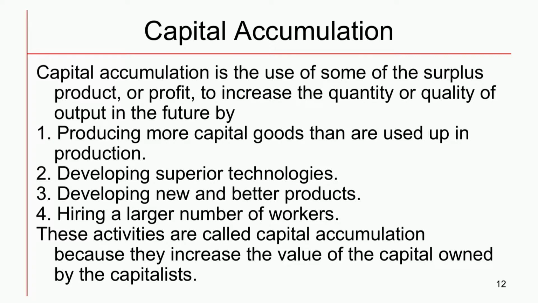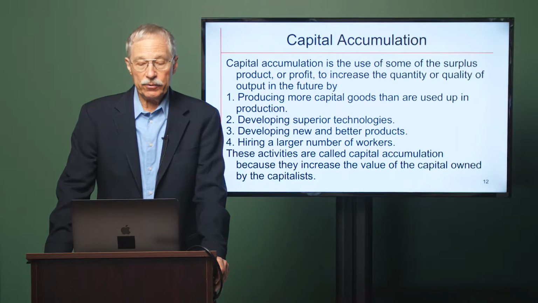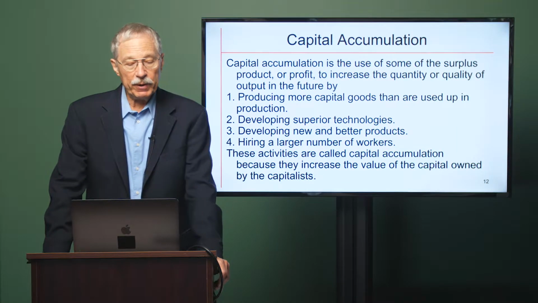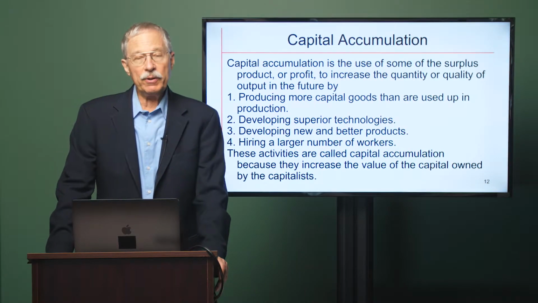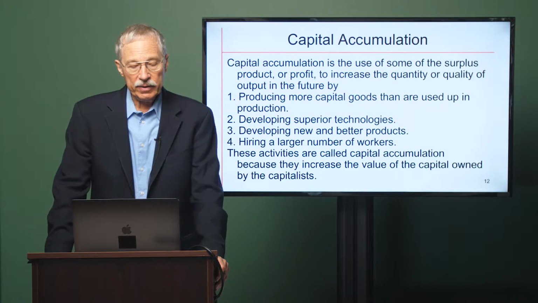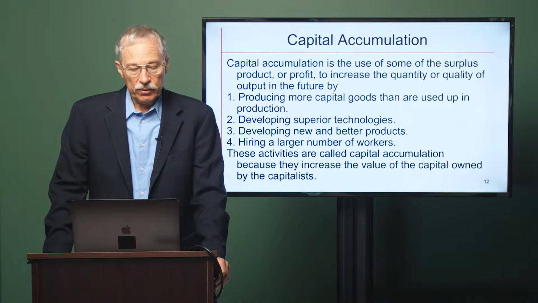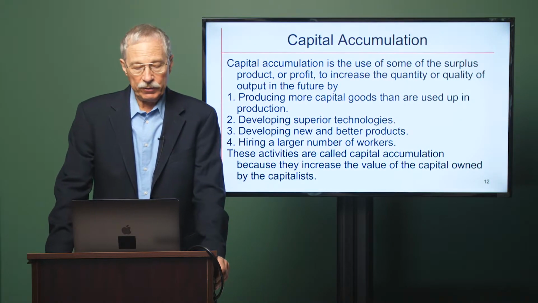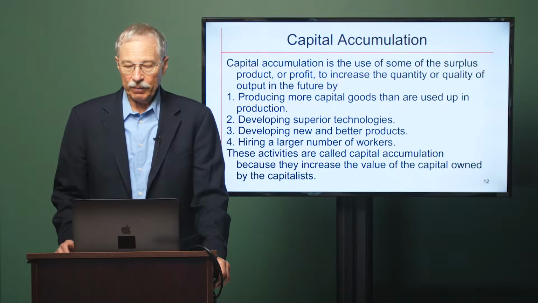Specifically, capital accumulation is the use of some of the surplus product or profit to increase the quantity or quality of output in the future by, first of all, producing more capital goods than are used up in production, by developing new and better technologies, methods of production, by developing new and better products, and used to hire a larger number of workers. All of these activities are part of capital accumulation because they increase the value of the capital owned by the capitalists.